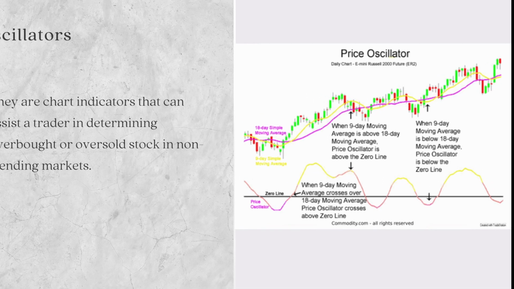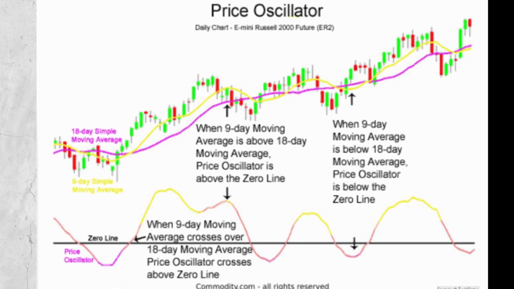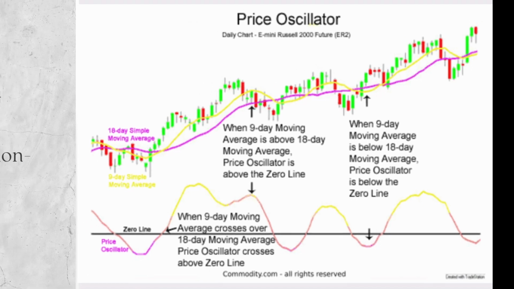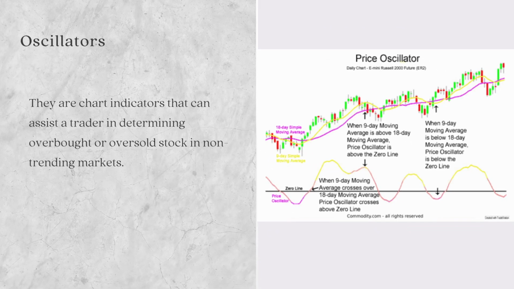The image on the right shows an example of a price oscillator on a futures chart. Like I said earlier, we won't go into too much detail about the different examples to keep this video short, so I won't explain the graphic. The important thing is understanding that oscillators help determine overbought or oversold stocks in non-trending markets.